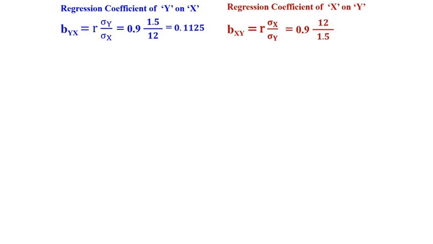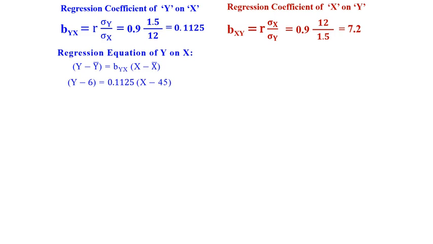Okay, r is 0.9, standard deviation of x is given as 12 and standard deviation of y is given as 1.5. Substituting them and simplifying this, we get bxy equals 7.2. Okay, now let us construct the regression equation y on x, substituting all the values. You know all these things, you have already worked out so many problems on this. I will go faster.